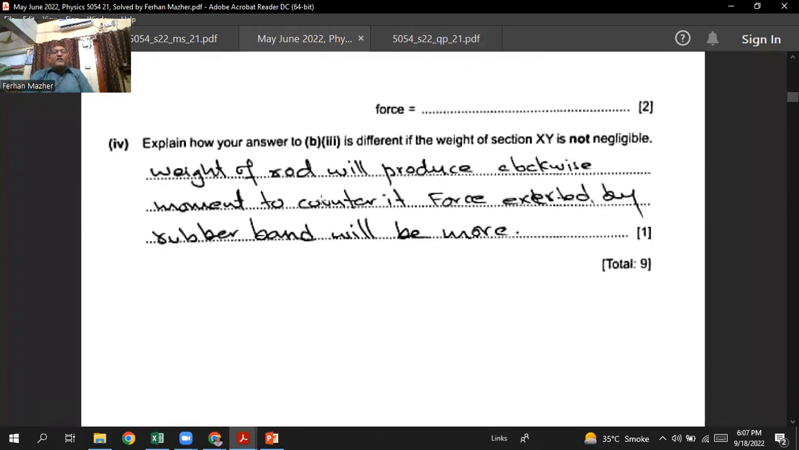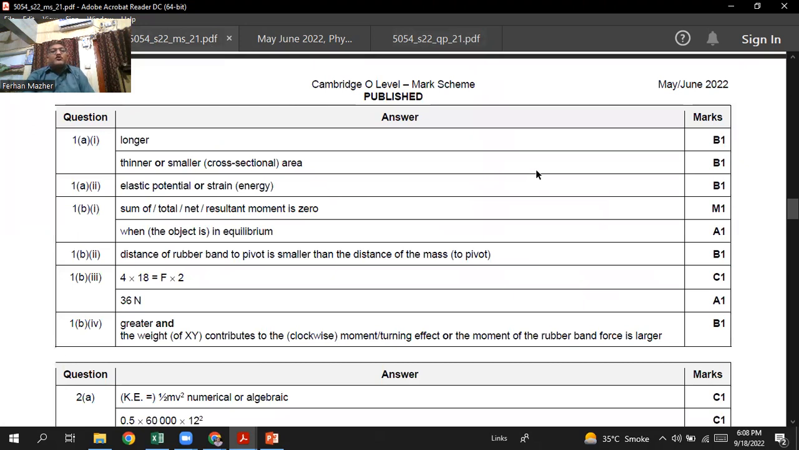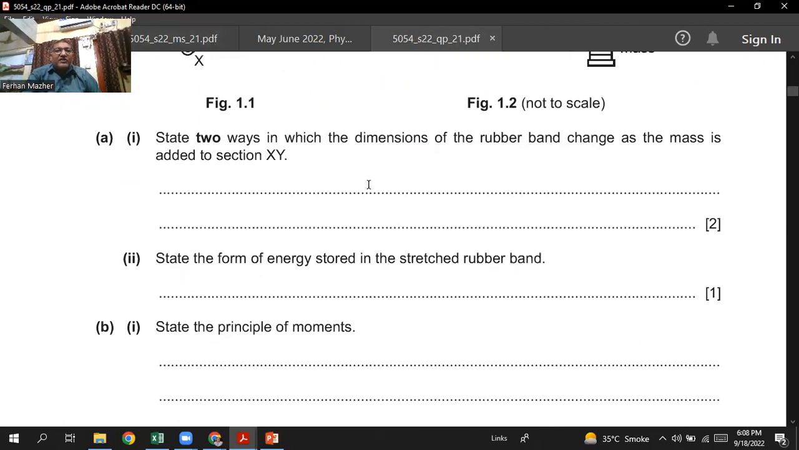I have written this: weight of the rod will produce clockwise moment. To counter it, force exerted by rubber band will be more. So the rubber band will have to provide more force to counter the increased clockwise moment. So that was question number 1. I am showing you the marking scheme of question number 1. You can pause the video and take your time with this marking scheme. Okay, so we are going to the next question.